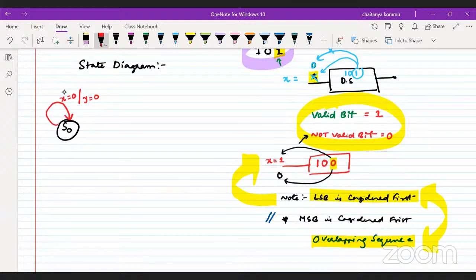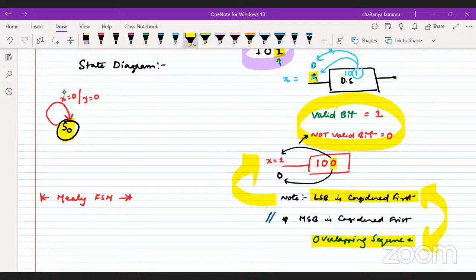Any state diagram is represented in this way. It is called Mealy FSM. In the representation, we have to mention the input, give the forward slash, and write the output also. So this is the state of the system.